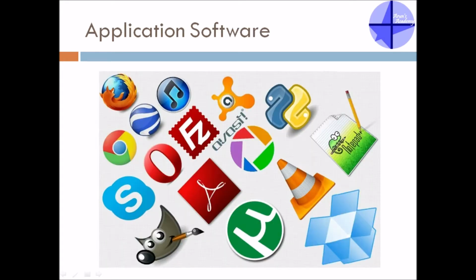Now that your system is up and running, you depend on certain software to perform most of your operations on a computer system. It can be a calculation, writing a document, creating a presentation, or sending an email. For all these tasks or activities, you depend on certain software which is called application software.